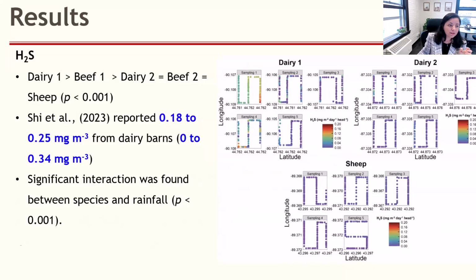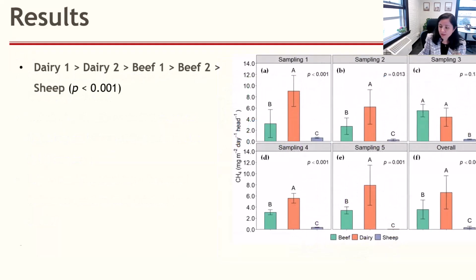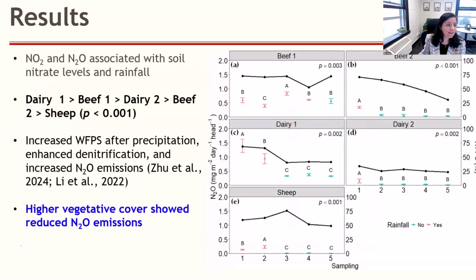H2S, again, we found an interaction between species and rainfall for H2S. As we know, H2S is kind of an anaerobic gas. So following the rainfall event, H2S emissions increased. When we look at the methane, dairy sites emitted more methane, so it is expected, I guess.